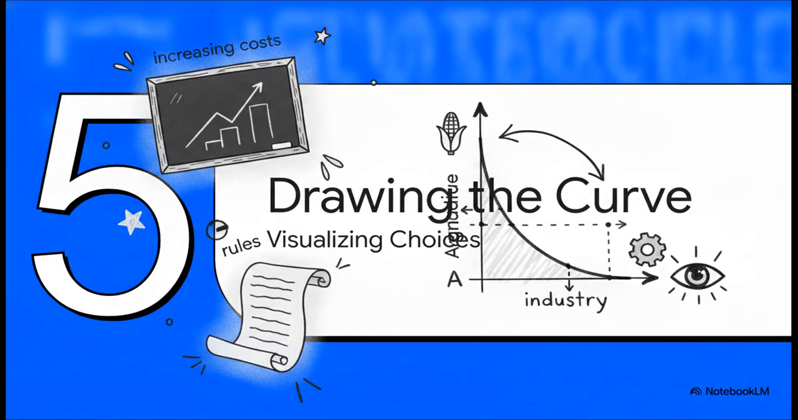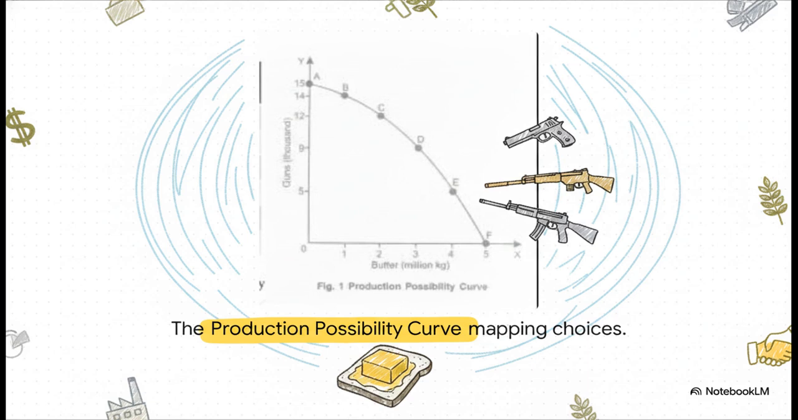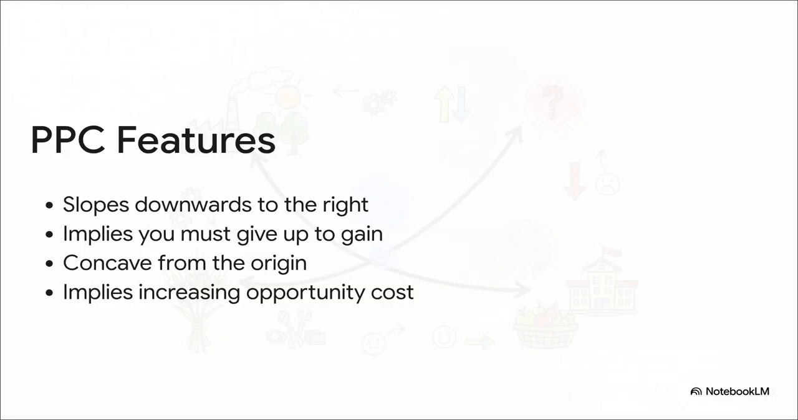Which brings us to our final stop. Section 5, drawing the curve. So when we take all those exact combinations, A through F, and plot them on a graph with butter on the x-axis and guns on the y-axis, this really distinct shape emerges. This right here is our production possibility curve. You're going to notice two defining features right away.